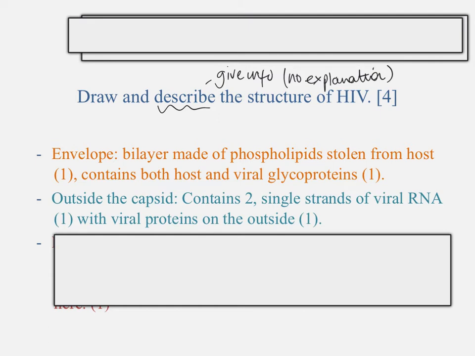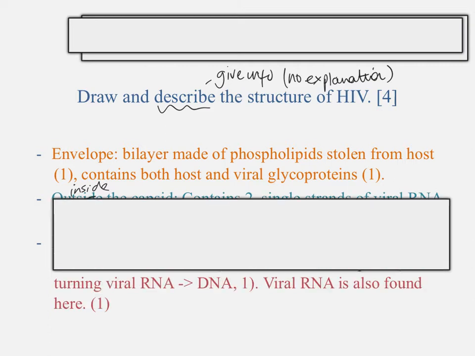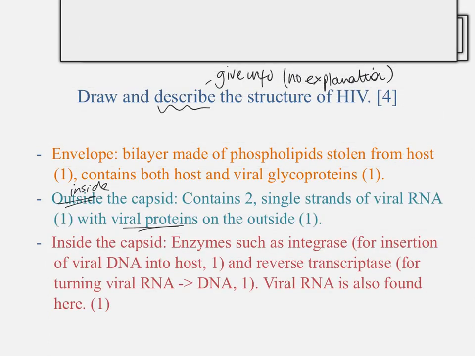Working our way inwards slightly more then, we have got some genetic material. We've got our 2 viral RNA strands, which are inside the capsid. I don't know why that says outside, I'll actually cross that out. Inside capsid. And then we've got viral proteins on the outside of the capsid that are going to help with things like budding off. And finally, inside the capsid, we have got integrase and reverse transcriptase enzymes and viral RNA there, as we've said in the previous bullet point.